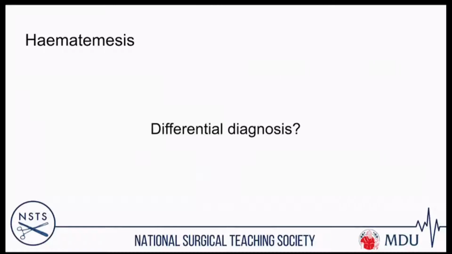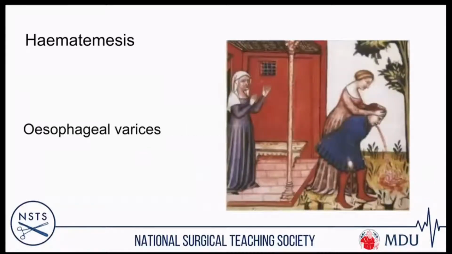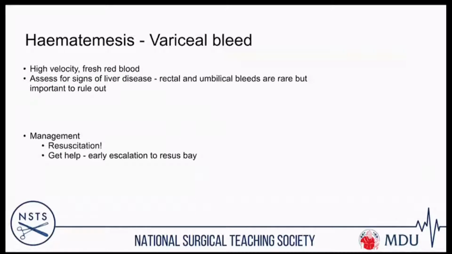The one that you would worry about in a drinker with sudden frank vomiting of blood is esophageal varices, a variceal bleed. This is probably one of the most impressive, one of the scariest presentations that you'll see. It's high velocity, hit-the-wall, fresh blood from the mouth. You'll know it when you see it.